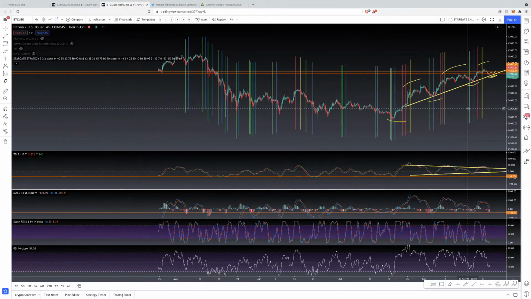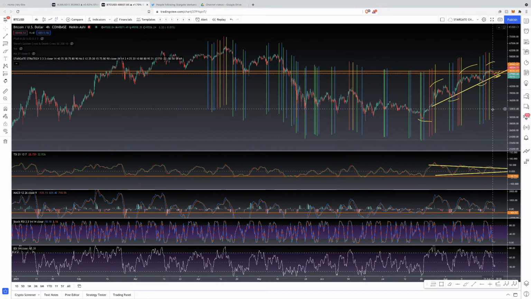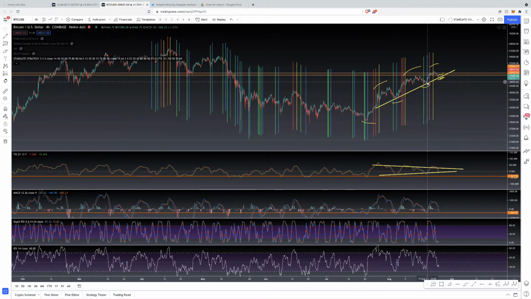So we identified that. We want to break through the $50,000 level. Right now it's holding up fine. Nothing's changed. So that's Bitcoin. We can go into Ethereum right now.